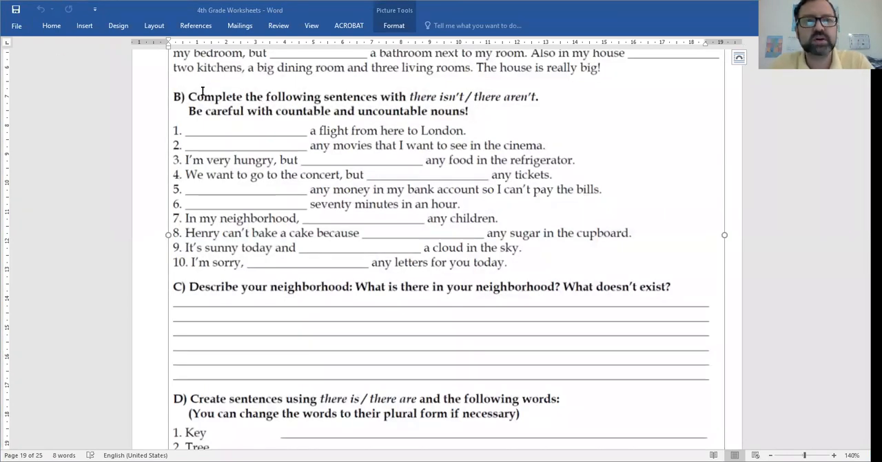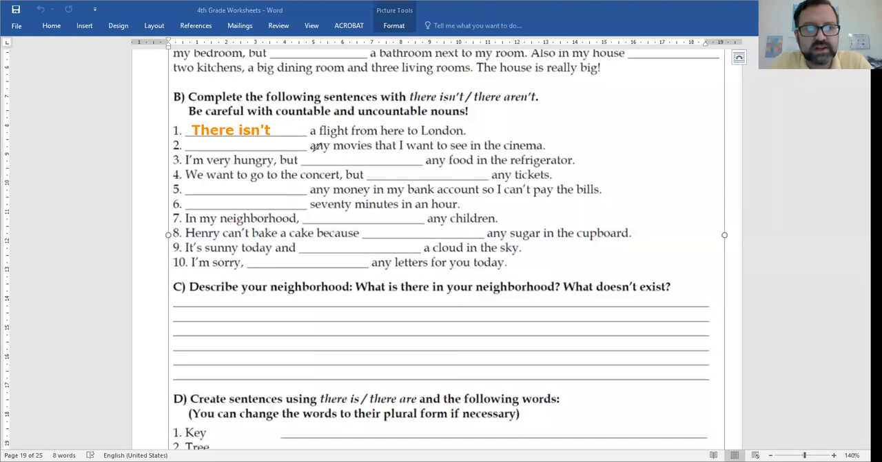All right, so part B here, it says complete the following sentences with there isn't and there aren't, all right? Once again, if you're dealing with one thing, we have is not. If you're dealing with more than one thing, are not or aren't, all right? Blank a flight from here to London. Flight means we are flying in a plane. There isn't a flight from here to London. We are talking about one flight.